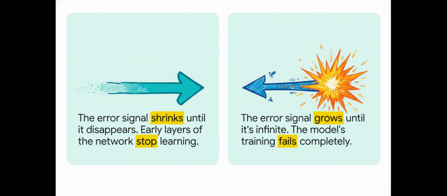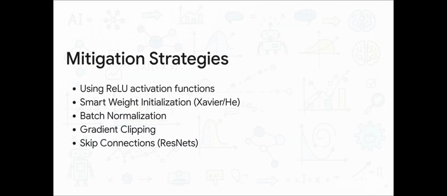And yep, the opposite can happen too. If the derivatives are large, their product can grow exponentially, leading to the exploding gradient problem, where the updates get so huge that the model's training just completely breaks. So engineers have come up with a whole toolkit to fight these problems.